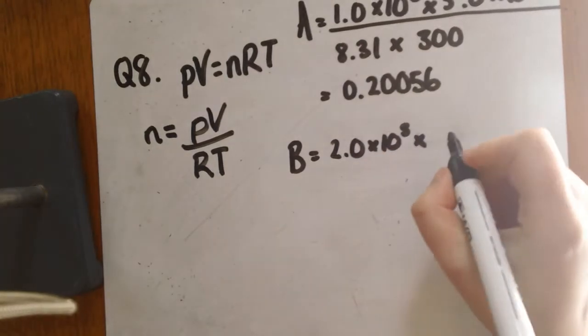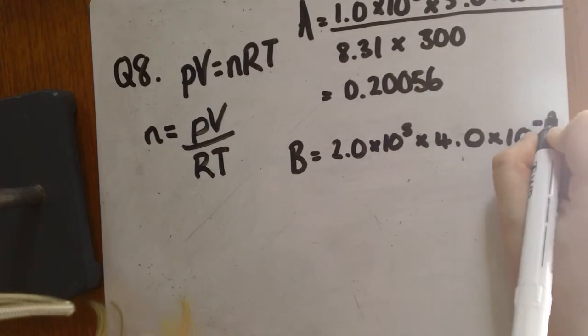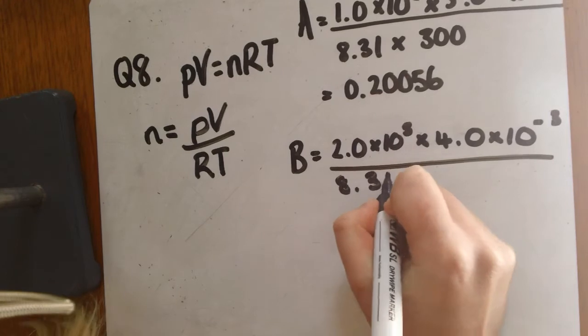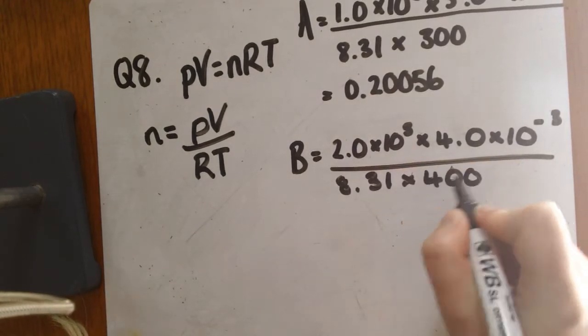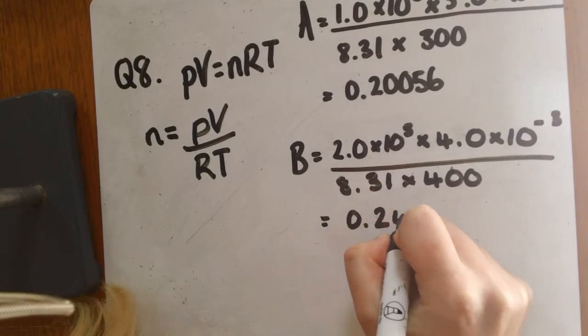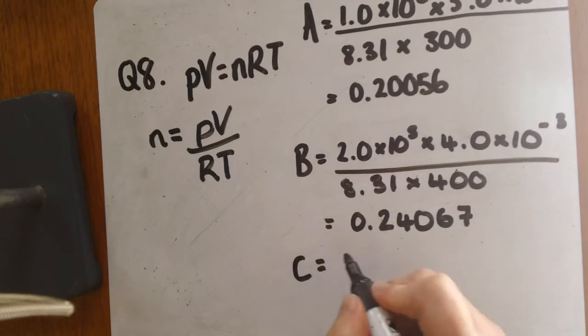For B, we are given the pressure again in the correct units, times by the volume, which is also in the correct units, divided by our R value, and our temperature, which is also in the correct unit. And that gives us an answer of 0.24067.